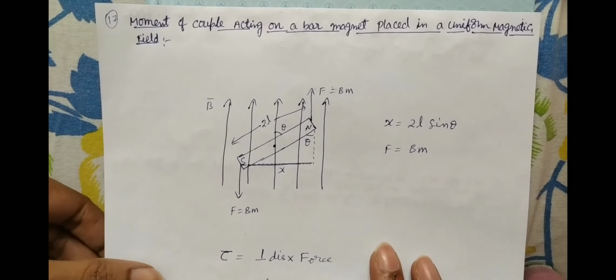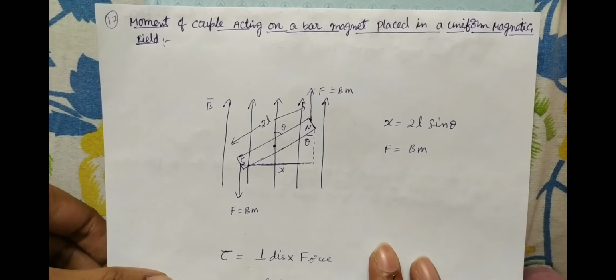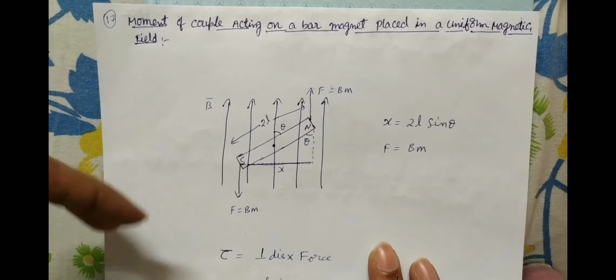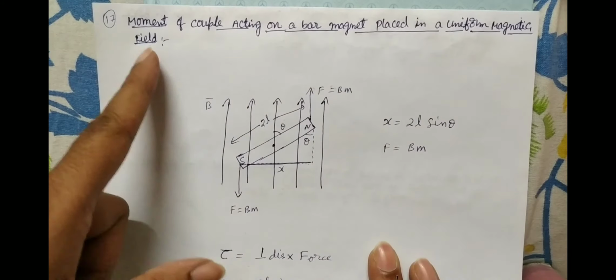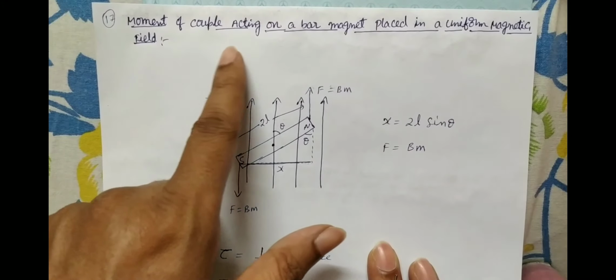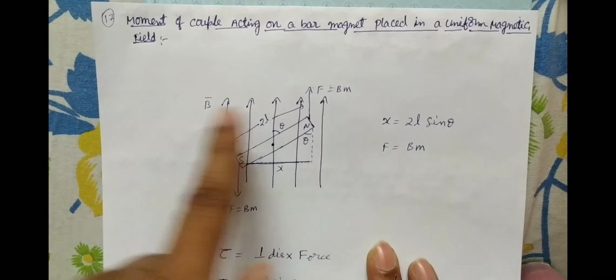Now see, if you place a bar magnet in a uniform magnetic field, how it experiences force and how it experiences torque, that we'll see now. First we'll calculate the moment of couple, or torque we can call it, acting on a bar magnet placed in a uniform magnetic field.